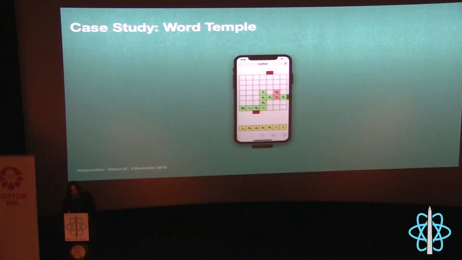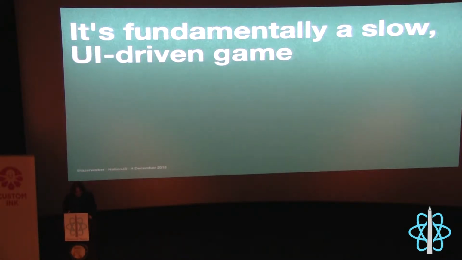across mobile and desktop. And there's a series of actions where you're mostly moving tiles around, whether from your tile rack to the board or moving things on the board or swapping orders. Pretty straightforward stuff. But the thing is, this is fundamentally a slow UI-driven game, which makes it really, really perfect for something like React. So what do I mean by that?